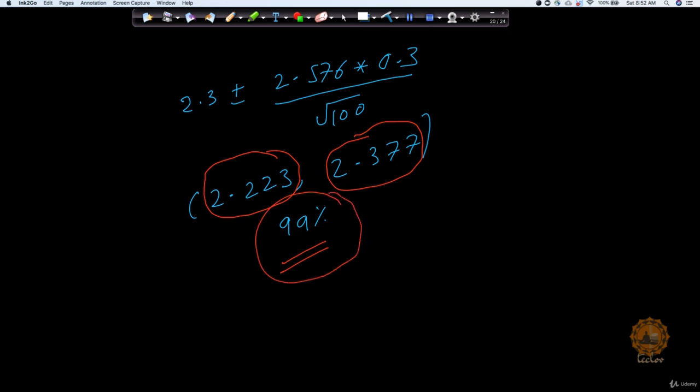Now, if you recall, the value which we had was 2.3, which is definitely falling in the range of this 99% confidence interval. So through this, we can infer that we can go ahead and say that my Maggi is going to be safe.